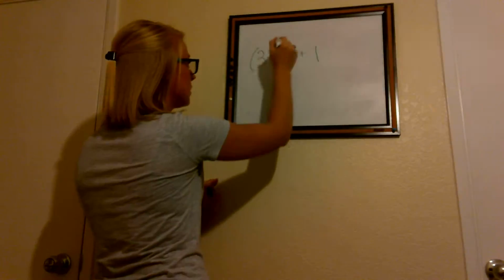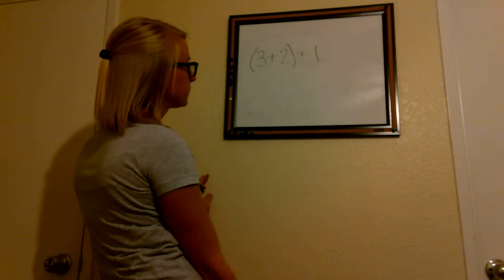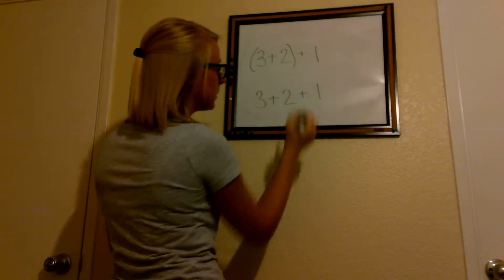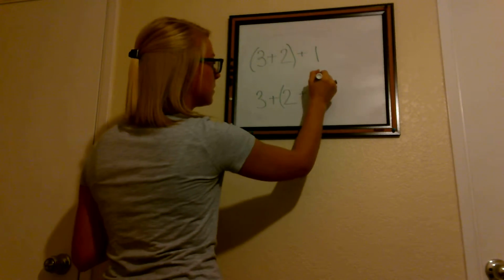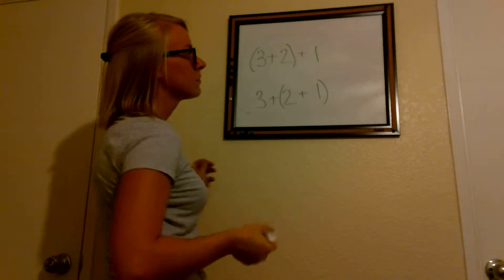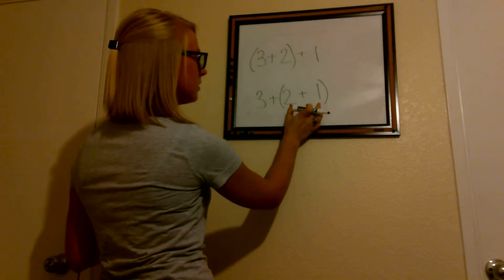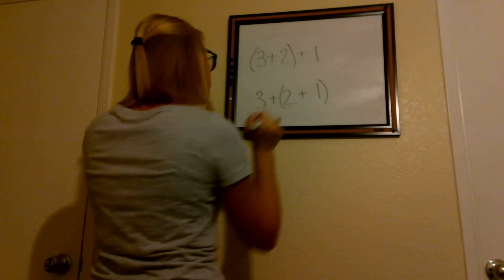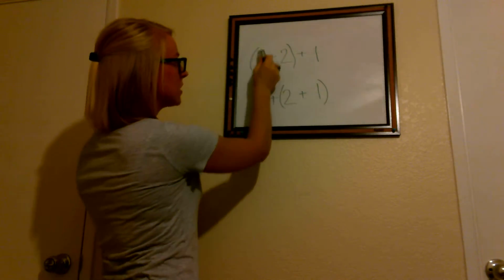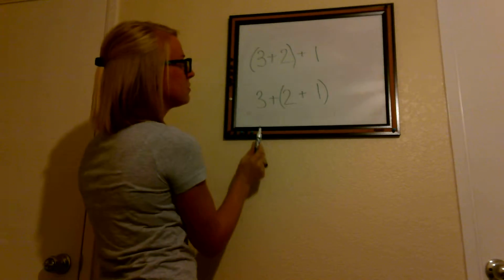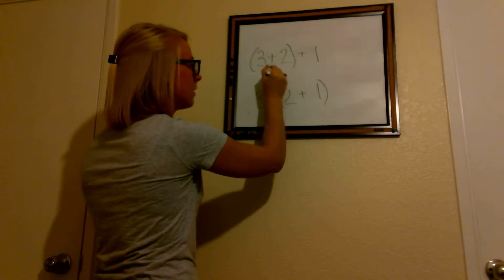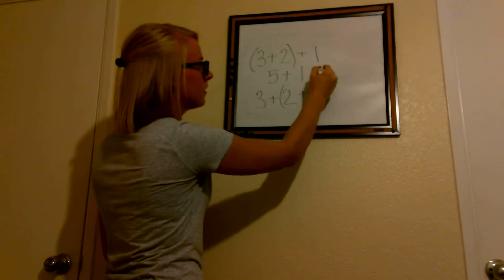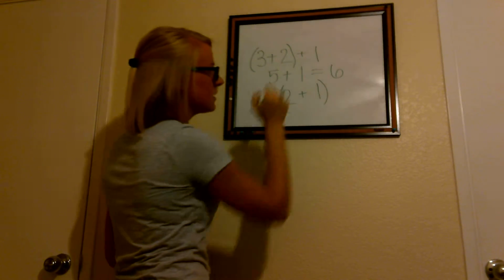And I'm going to group 3 and 2. So then I have the same equation, but this time I'm going to group 2 and 1. So since I grouped 2 different numbers, do you think that I'm going to get the same answer? Let's find out. If I start here, I'm going to start by adding 3 plus 2. What does that give me? 5. And then I'm going to add my 1. That gives me the answer of 6.